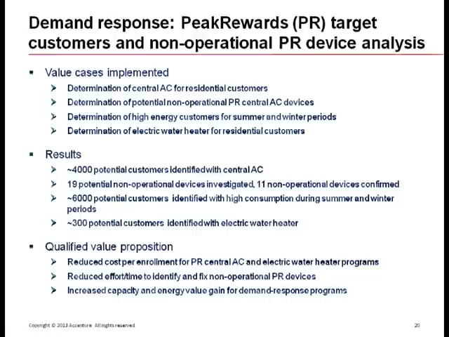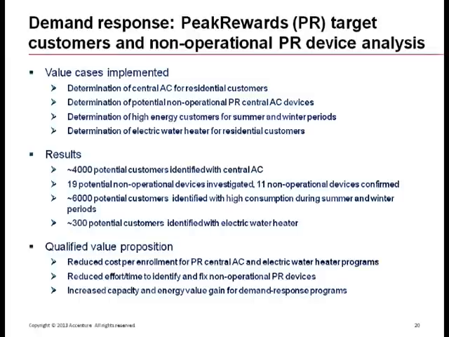High energy customers were identified with the help of consumption threshold for summer and winter period, which we got from the business. And non-operational peak reward devices were identified by comparing consumption before, during, and after the peak reward event with a similar day consumption profile without peak reward event. So the difference helped us to identify potential non-operational devices.